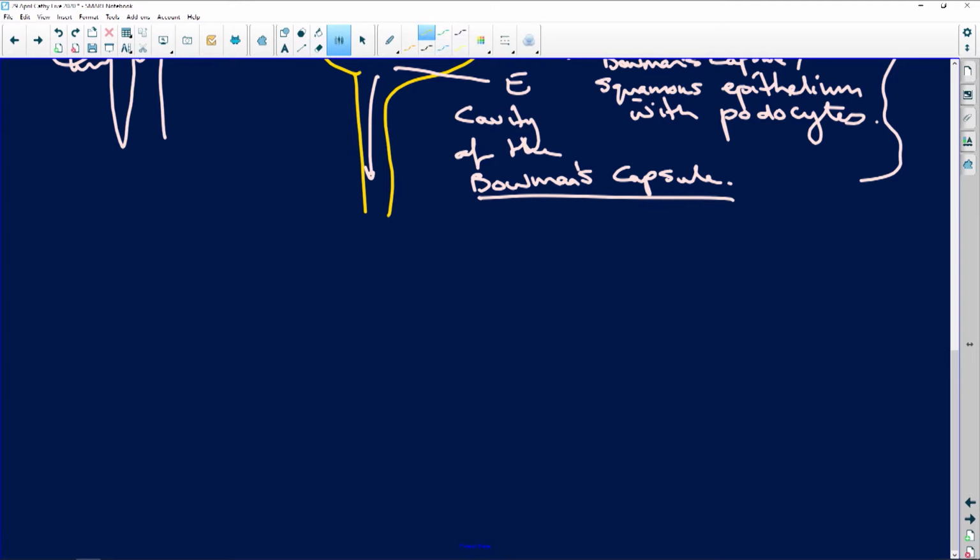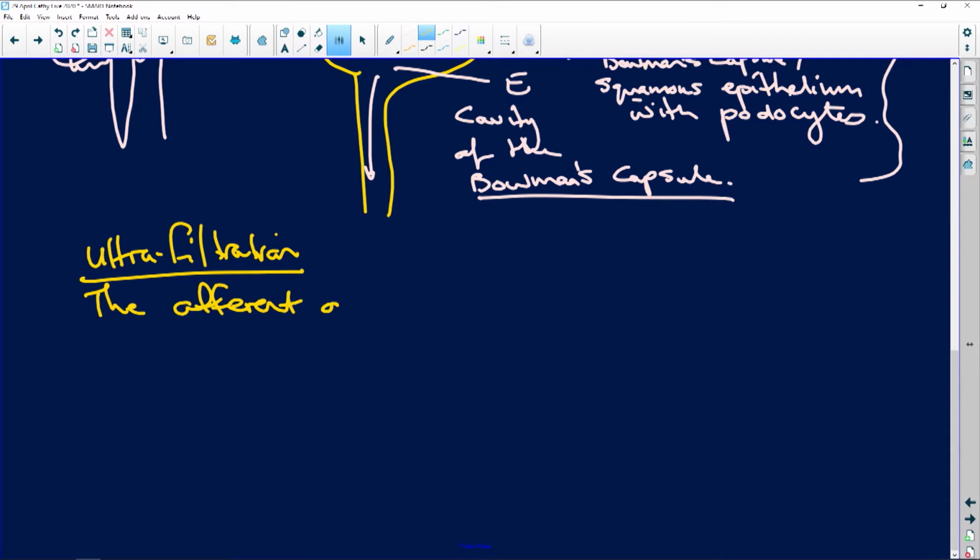Let's use yellow. It's called ultrafiltration. Remember I told you right in the beginning, we have ultrafiltration that happens in the Bowman's capsule. And that is very, very important. All right, so how does this work? It starts with the afferent arteriole is larger than the efferent arteriole.